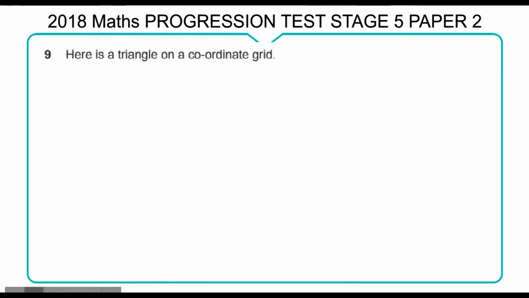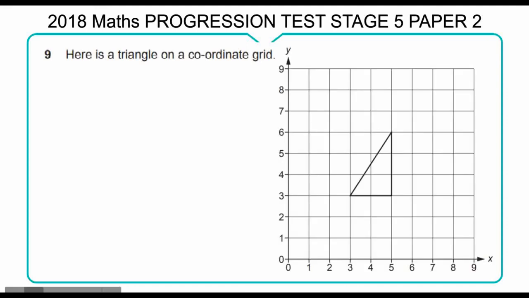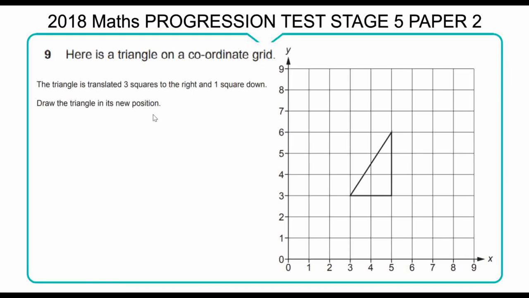Question 9. Here's a triangle on a coordinate grid. The triangle is translated 3 squares to the right and 1 square down. Draw the triangle in its new position.